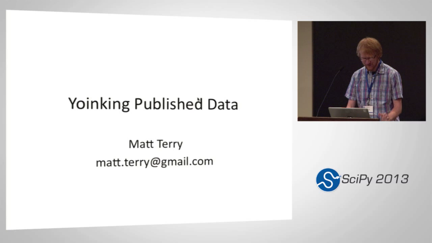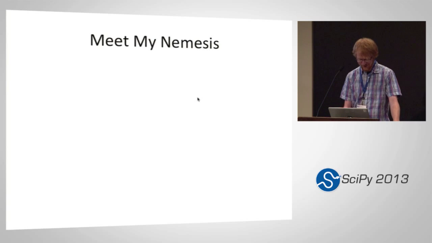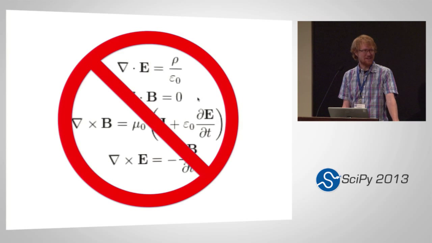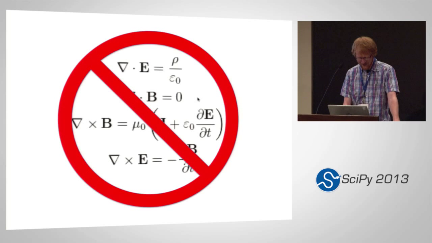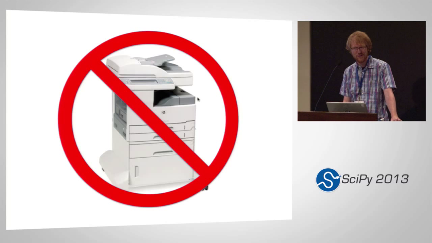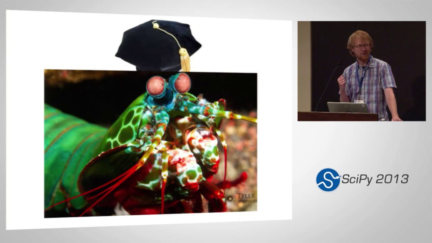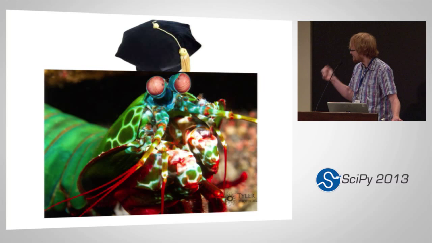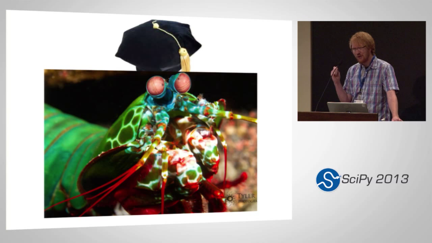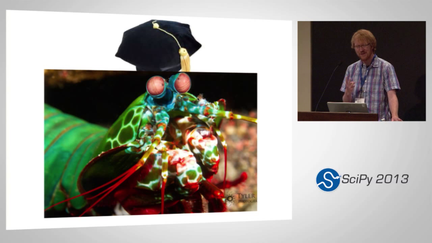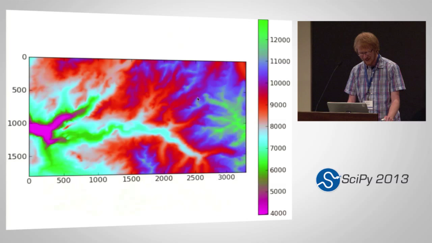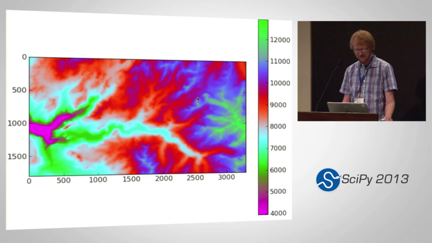I'm going to talk about yoinking data from published figures. So I have a nemesis. It is not equations. I can deal with equations. I can deal with PDEs. It is not my department printer, scanner, copier that you may have heard about from last year, or the lowly QR code. It is, however, Professor mantis shrimp. Interesting thing about mantis shrimp, they see in like 17 colors, not 3 colors like we do, RGB. Consequently, they publish figures like this.